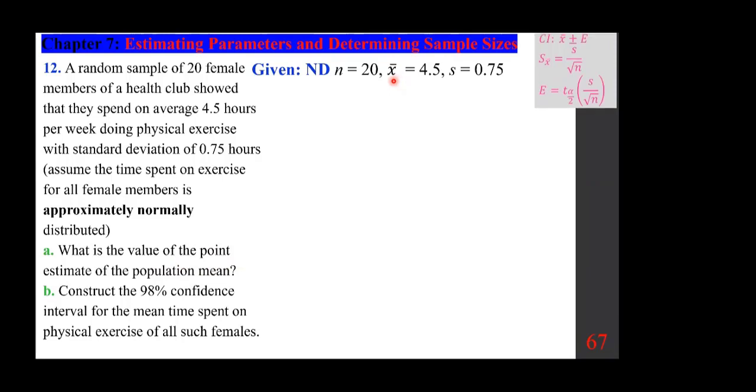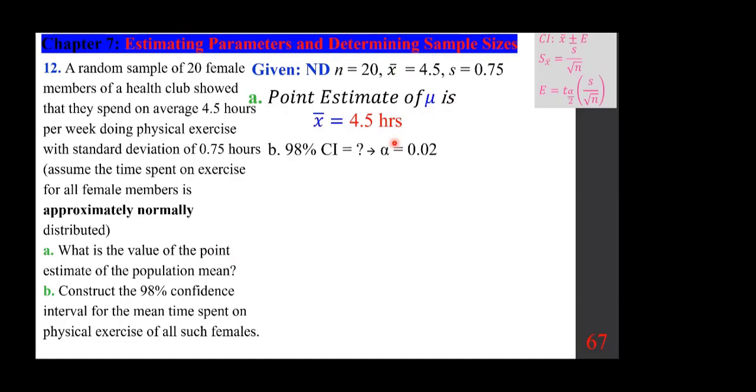Again, I have some formulas there for you. We're going to discuss that in a moment. Point estimate of mu is X bar, which is 4.5 hours. So point estimate for mu is always the value of X bar, whatever X bar is in that question. We are interested in finding the 98% confidence interval.